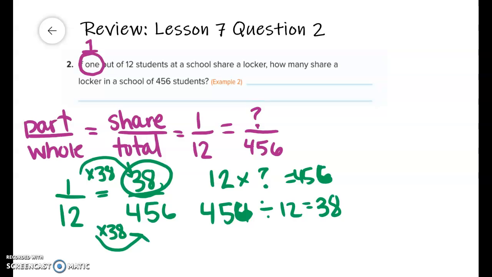I know that if 1 out of 12 students are sharing a locker, that is the same as 38 out of 456 students. So final answer, 38 students.